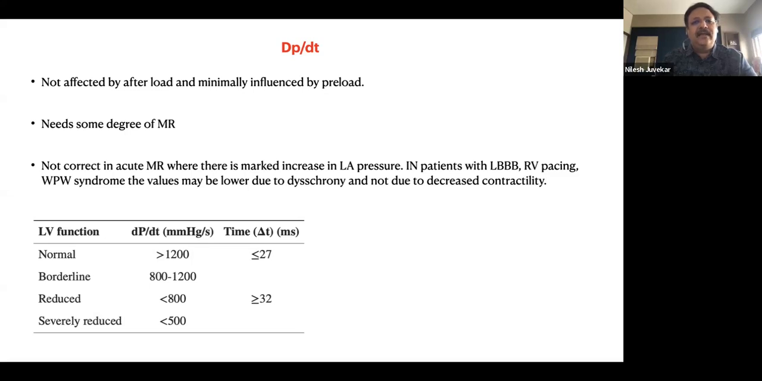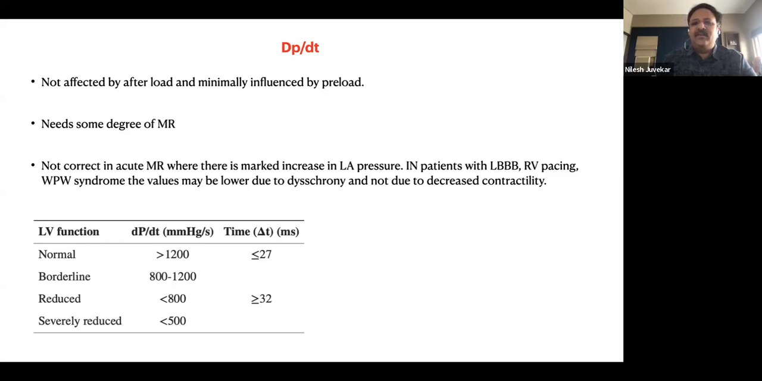But the advantage is that it is not affected by afterload, and it is minimally influenced by the preload. It is not an accurate marker when there is an acute MR, in which there is a marked increase in the LA pressure. Also, in patients with left bundle branch block, RV pacing, or WPW syndrome, these values may be incorrect. The lower values seen in these patients may be due to dyssynchrony and not necessarily due to decreased contractility.